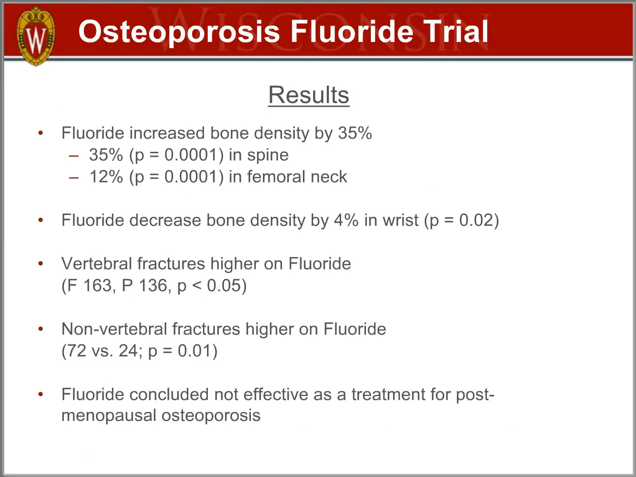The results that were observed were that, in fact, the fluoride did increase bone density by 35%, both in the spine and the femoral neck. It increased bone density by 4% in the wrist. Despite that improvement in bone density, the vertebral fractures were actually higher on fluoride, significantly so. 163 vertebral fractures on fluoride versus 136 on placebo.